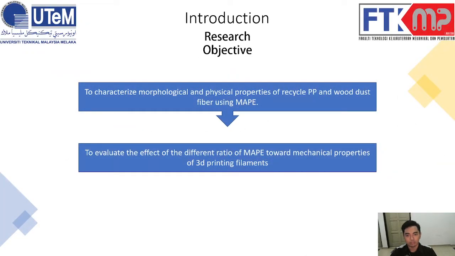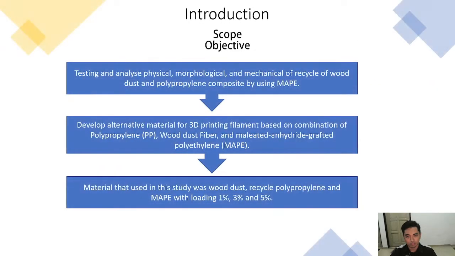So the objectives of this research: the first one is to characterize the morphological and physical properties of recycled PP and wood dust fiber using MAPE. The second one is to evaluate the effect of the different ratios of MAPE toward the mechanical properties of the 3D printing filament.